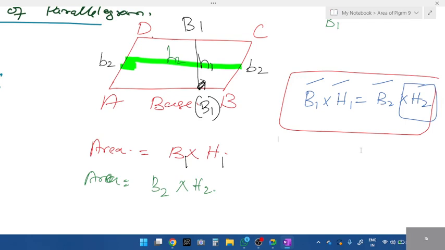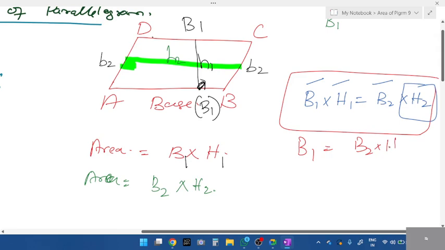Which means how many variables are there, students? In the entire formula, how many variables, how many alphabets are there? Four different alphabets, right? Out of four different alphabets, any one will be missing. For example, they'll ask B1. If you want to find B1, what happens to H1 if it goes to the other side? Not minus. It becomes division. If you want to find H1, what's the formula? B2 into H2 divided by B1. Substitute the values, find the answer.